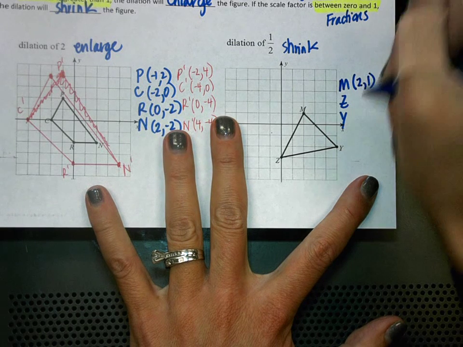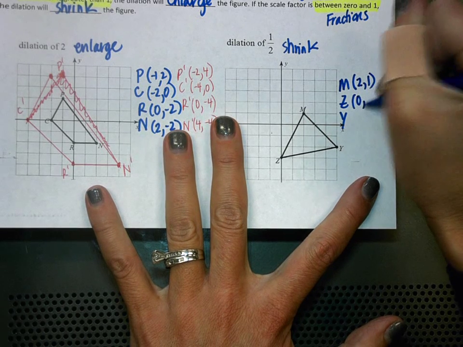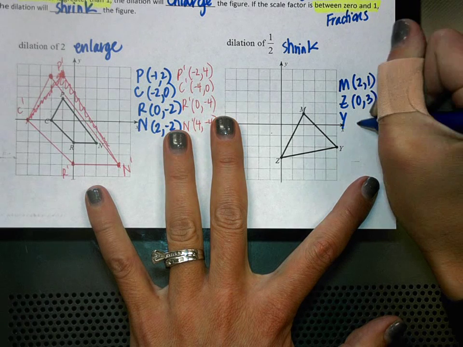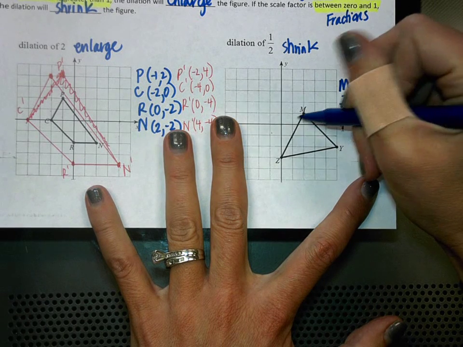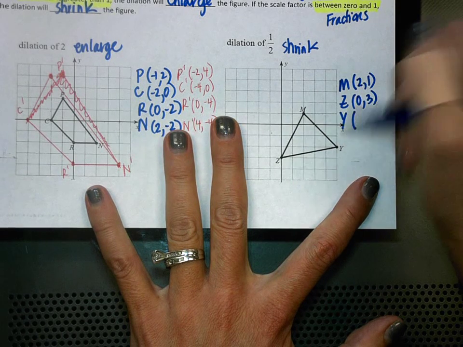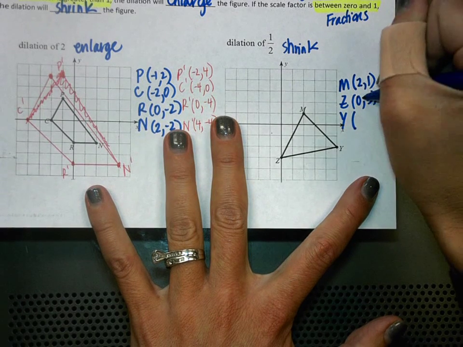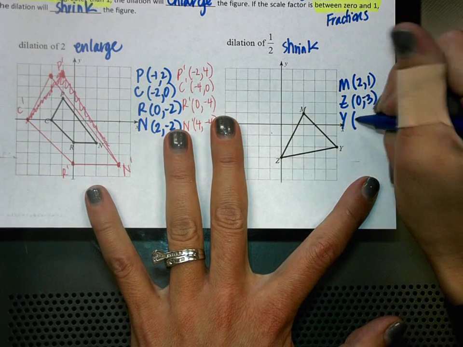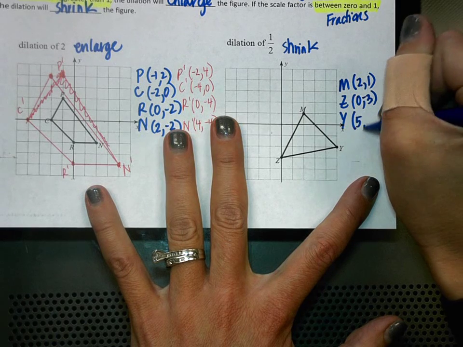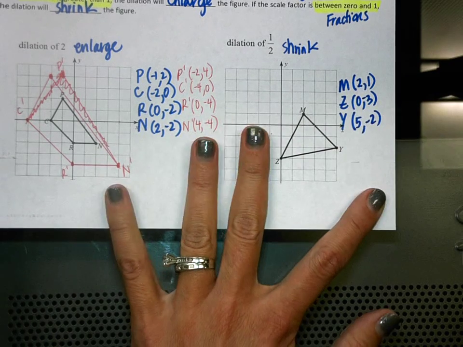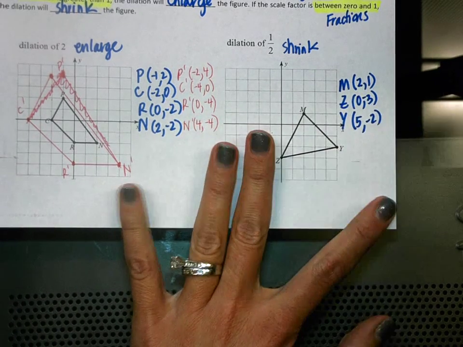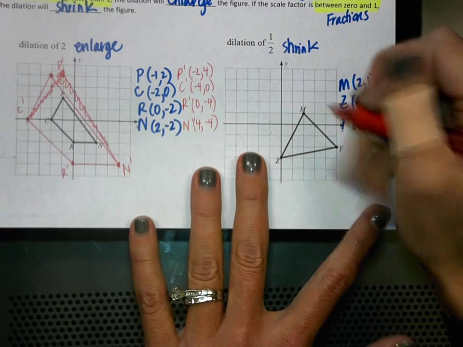2, 1. Z is? Good. And then Y is? 5, negative 2. Good. Okay, and I don't have enough room to write them right next to each other. So I'm just going to go down here.